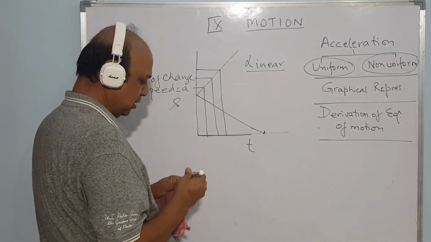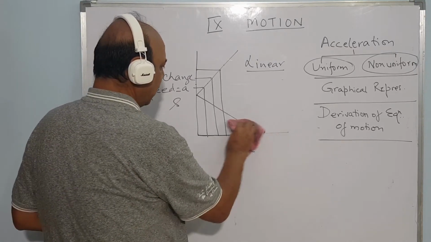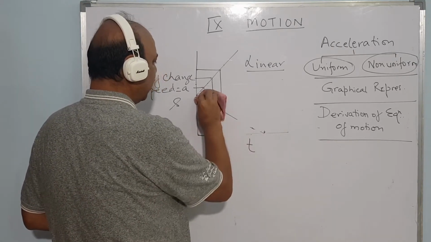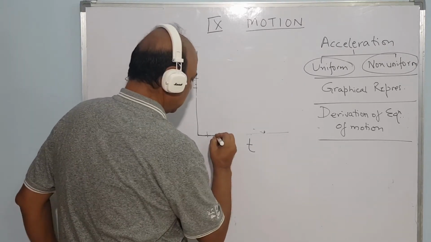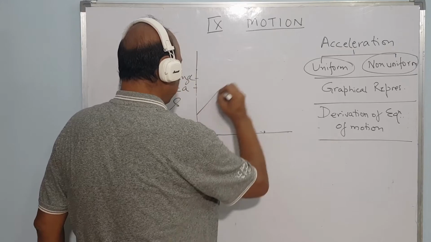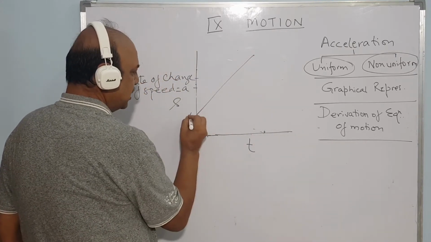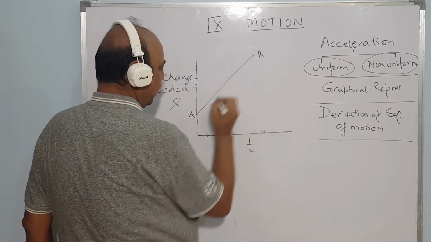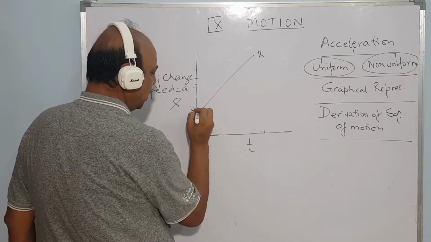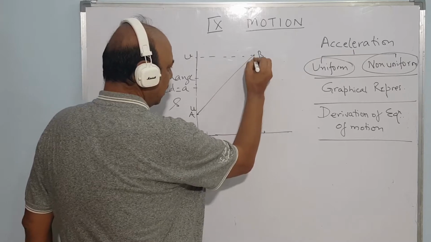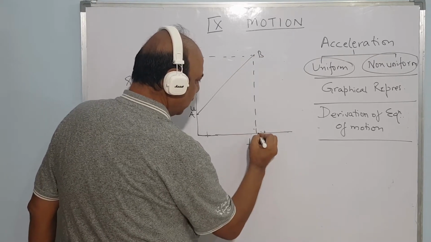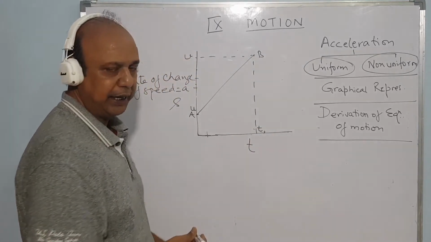Now let us take one of these graphs and try to work out the three equations of motion. This is a speed-time graph. This is point A, point B. This speed is the initial speed u, this speed is the final speed v, and this is the time interval. Let us call it small t.